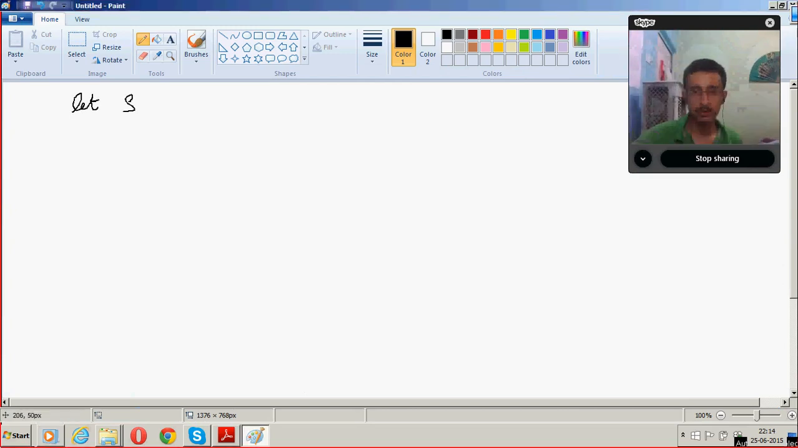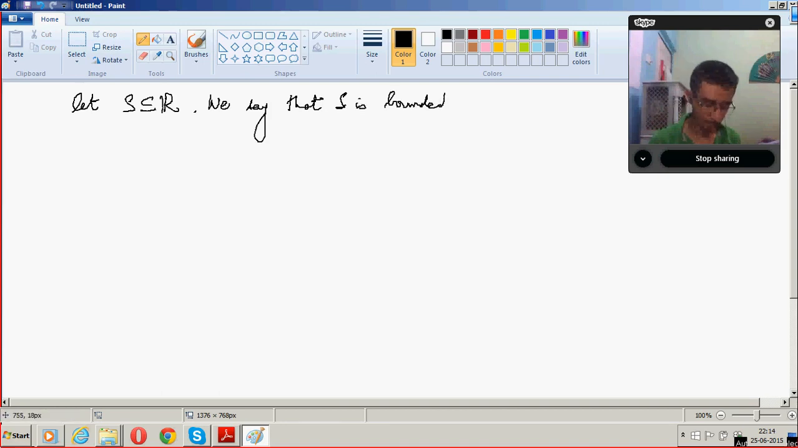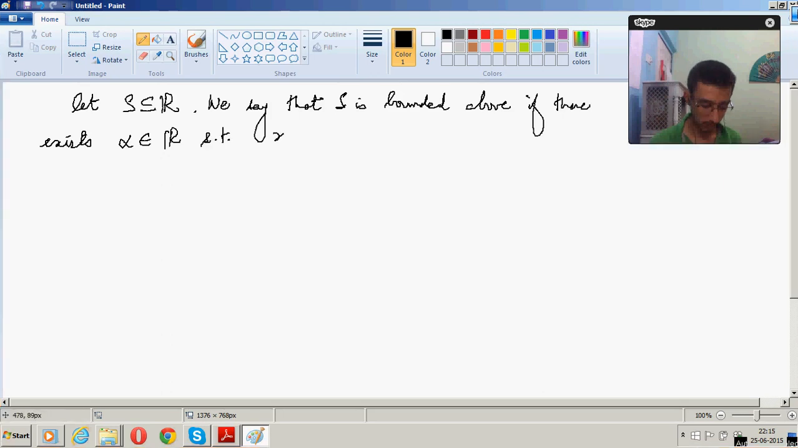Let S be a subset of R, the reals. We say that S is bounded above if there exists alpha belonging to the reals such that x is less than or equal to alpha for all x belonging to S.